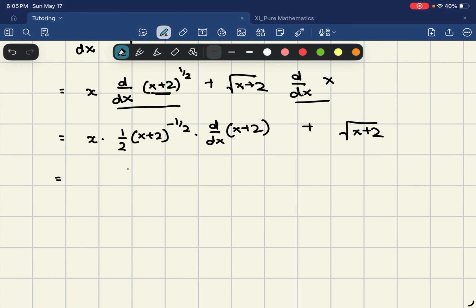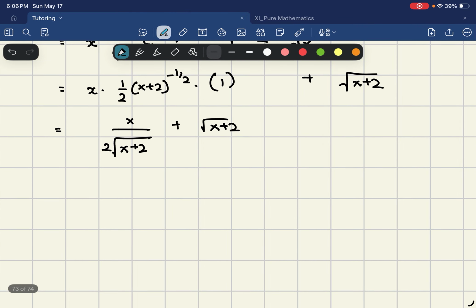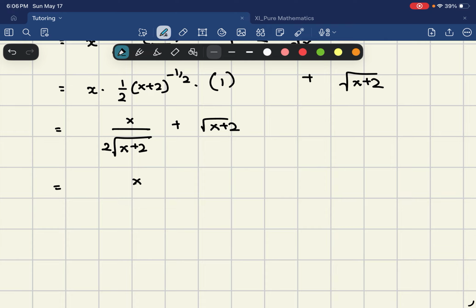And if you simplify everything, this will just give you 1, right? If you simplify everything, you get x over 2 square root of x plus 2, plus square root of x plus 2. Another way you can write this is x plus 2(x plus 2) divided by 2 square root of x plus 2.